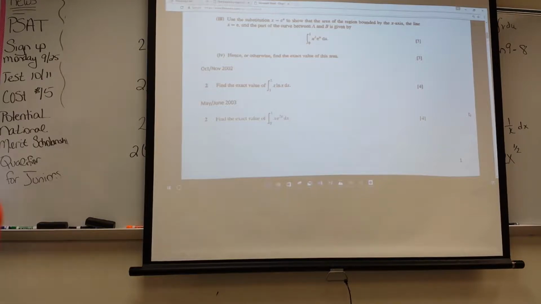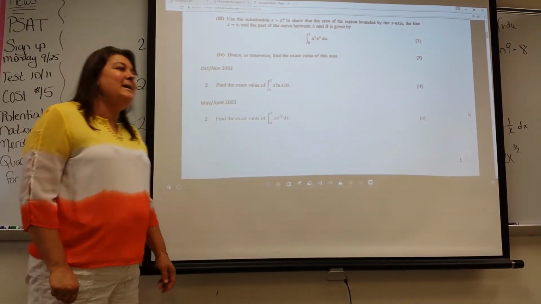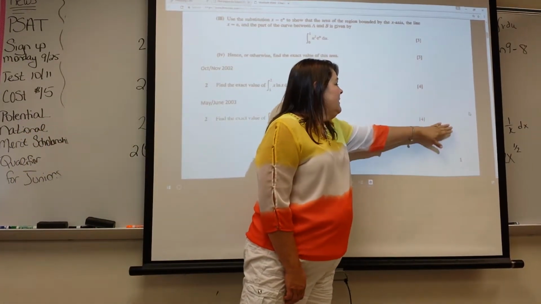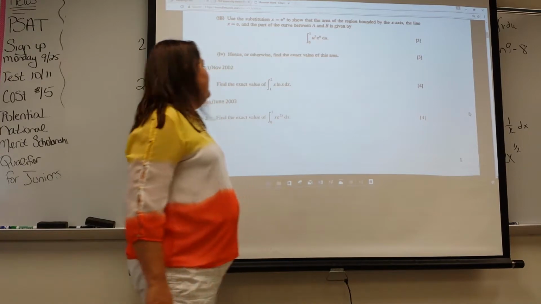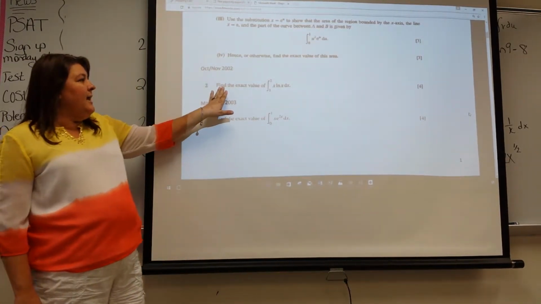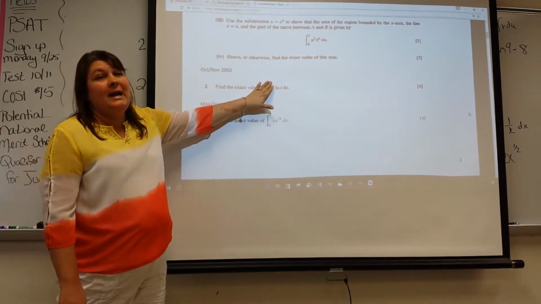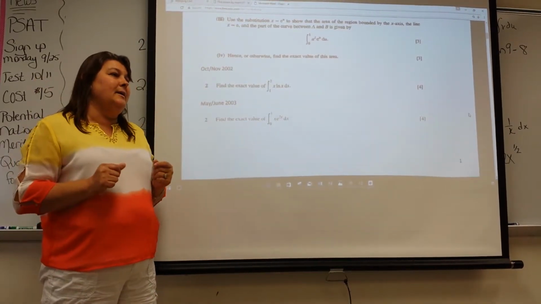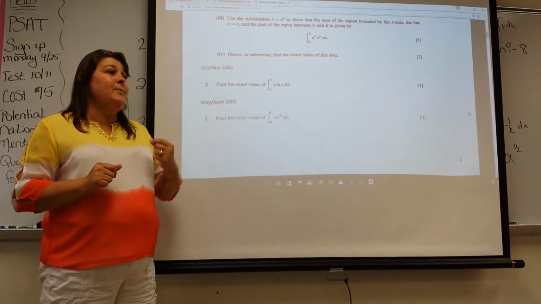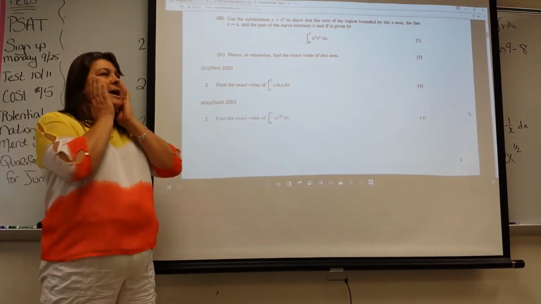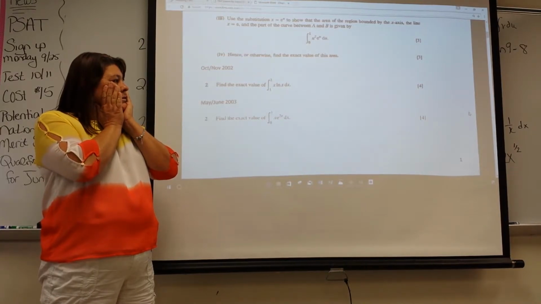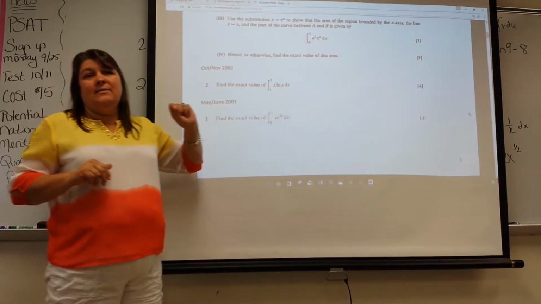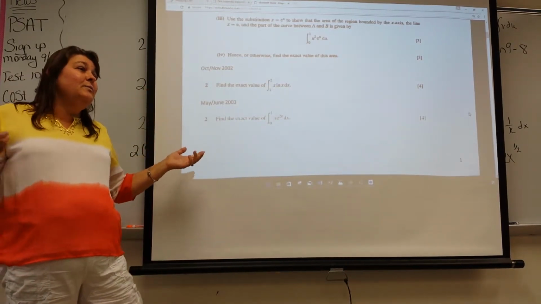There you go. Okay, so look at this. Back in the day, October, November 2002, they're worth 4 points. If we look at it, find the exact value from 1 to 2, A to B, no C, of x ln of x. We can do that. What should your mind automatically think? By parts. I'm going to do integration by parts. I can't use the tabular method because of the ln of x, right? But it's okay. We know how to do this now.